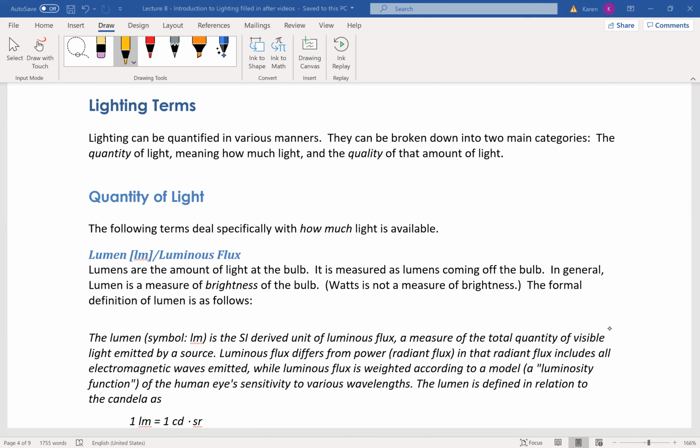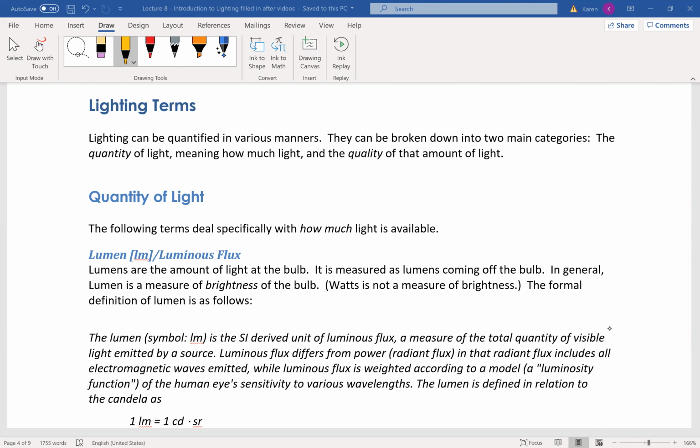When it comes to lighting, there are a lot of lighting terms you need to know. I'm going to break them into two categories. One of the categories is quantity of light, so amount of light. The other category is quality of light. This video is about the quantity of light.